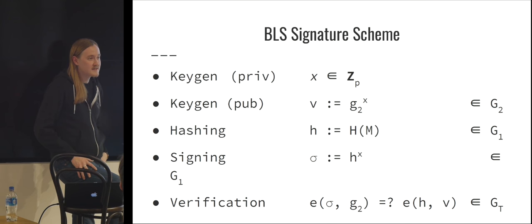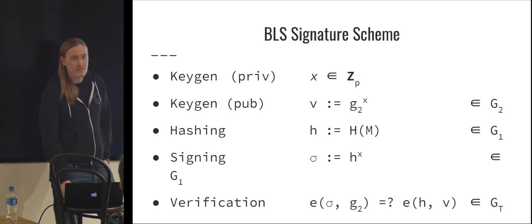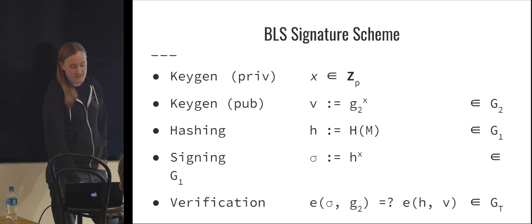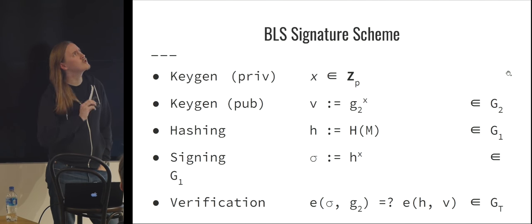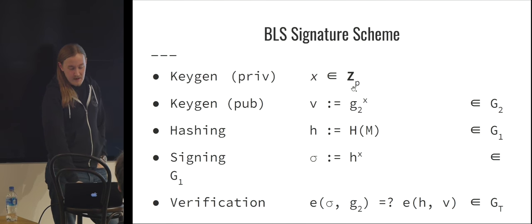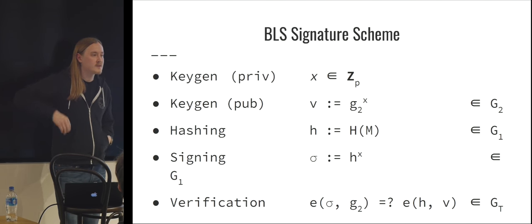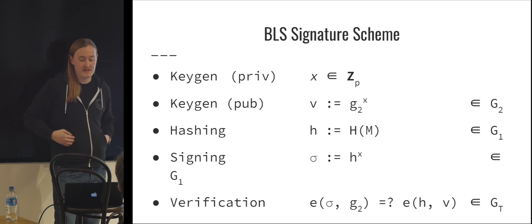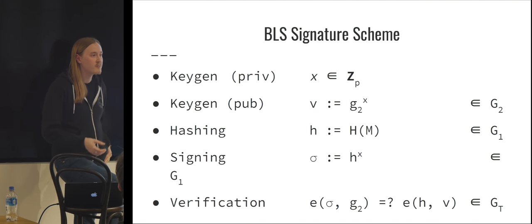So here's the BLS signature scheme. We're going to create a random private key that's an element of integers mod some large prime p. We use BLS12-381, which uses a 381-bit prime for p. 256-bit prime for p, actually. So x is some 256-bit number, it doesn't matter what, it's a secret. Then we take the generator point, which is just some random point on curve 2 that we all agree on, and we raise it to the power of our private key. That's our public key. Our public key is a point on curve 2. Our private key is a number.